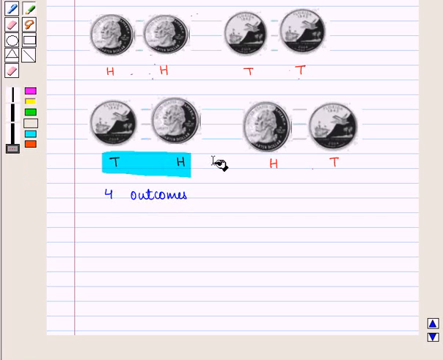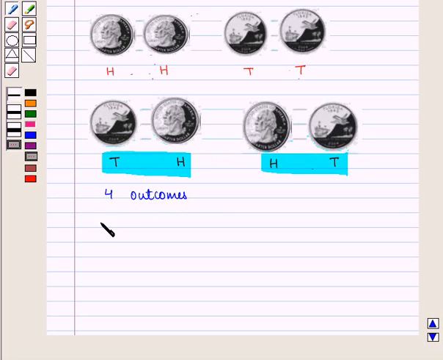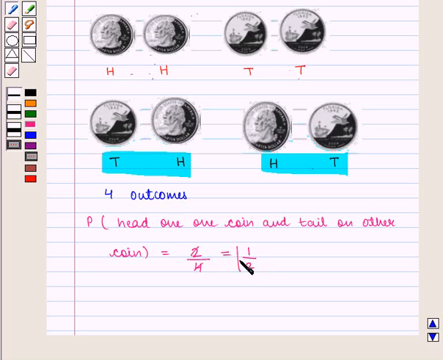and two are in favor of a head on one coin and a tail on the other coin. So the probability of getting a head on one coin and a tail on the other coin is equal to favorable outcomes, that is 2, and total outcomes given by 4, so we have the probability as 1/2.